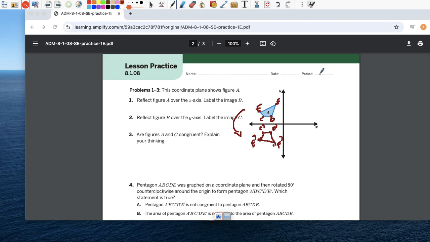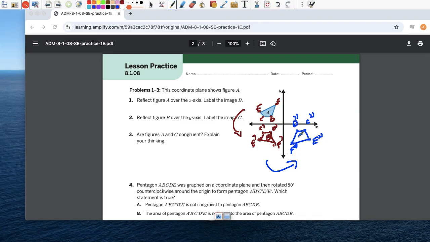And then reflect figure B over the y-axis. So we're moving this and we're rotating, we're reflecting. And then from here to here, here's F. That would be F double prime, right? E would be somewhere over here, E double prime. D would be over here, D double prime, and C double prime.